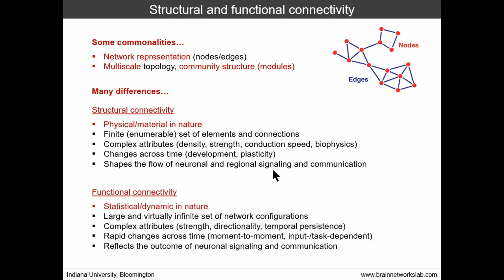Functional connectivity, on the other hand, is fundamentally statistical in nature. It's always estimated as a correlation or a partial correlation or some kind of statistical relationship between activity. In principle, there's no constraint on the number of configurations that a functional network could adopt. Those connections have their own attributes, which may or may not be of interest, and they change rapidly. And fundamentally, functional connectivity represents the outcome of those signaling processes constrained by the structural connectivity. And collectively, we call the study of these two modalities connectomics.